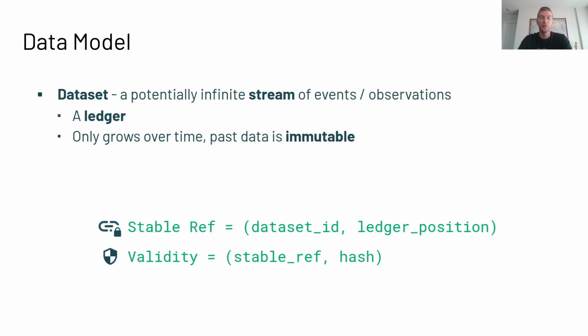At the same time, the validity of this data can be easily confirmed with a publisher by taking a stable reference and hashing the data that you have. If the hashes on your and the publisher's sides match, that means that you have valid data.